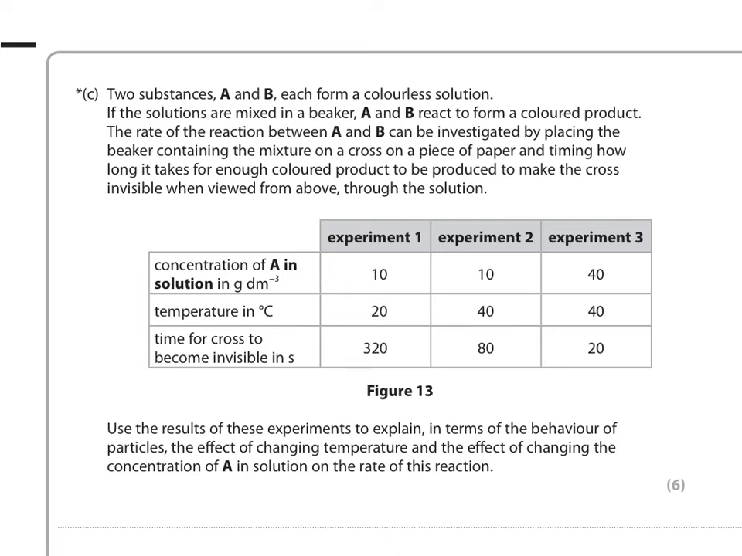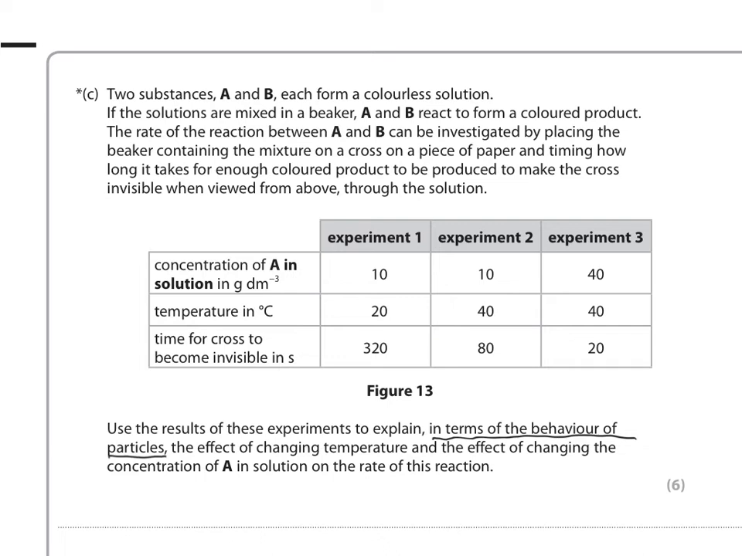You've done 3 experiments where the concentration of A is varied, the temperature is varied, and you measure the time taken for the reaction to happen. Now, it says use the results of these experiments to explain in terms of the behaviour of the particles the effect of changing the temperature and the effect of changing the concentration of A in solution on the rate of this reaction. Now you got 6 marks for this, and I split those 6 marks up into 3 separate areas.